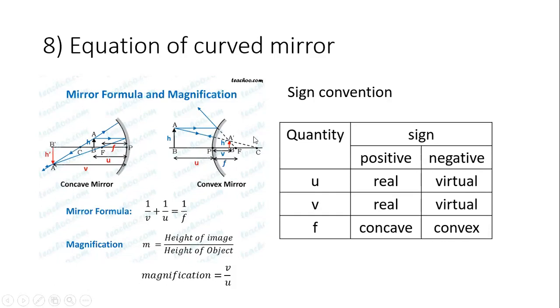If your V is here, virtual, it's negative. If it's a virtual image, also negative. So basically your radius of curvature will also be negative. That's why your focal length is negative. Then, that one is not in your book. Magnification is height of image over height of object, or V over U.